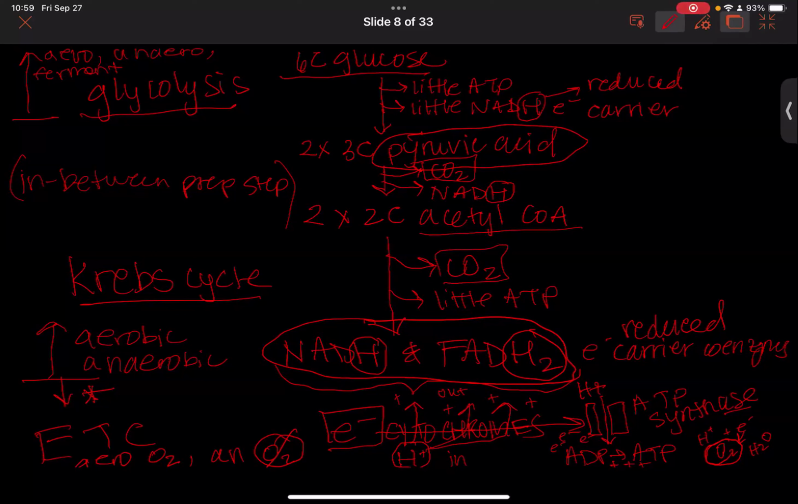That's essentially respiration in a nutshell for aerobic and anaerobic. So anaerobic is the exact same. It just doesn't use oxygen. It just uses something else, anything else.